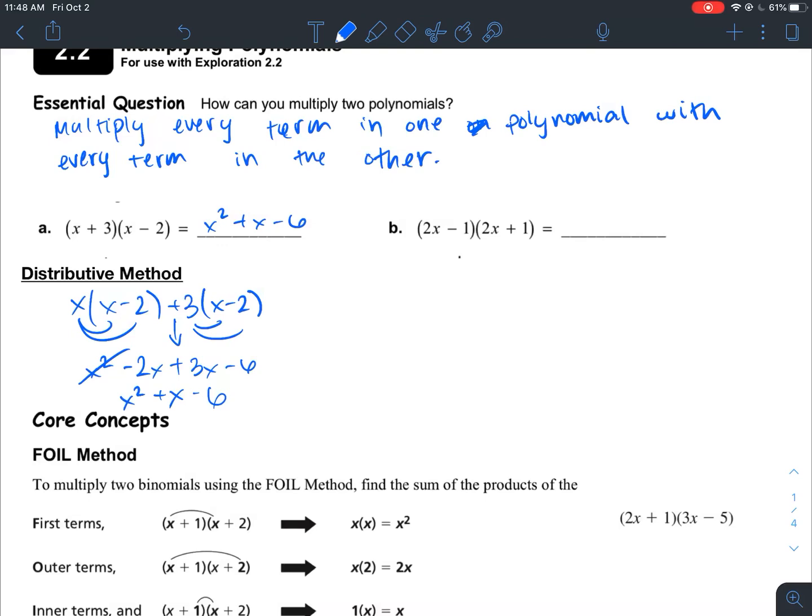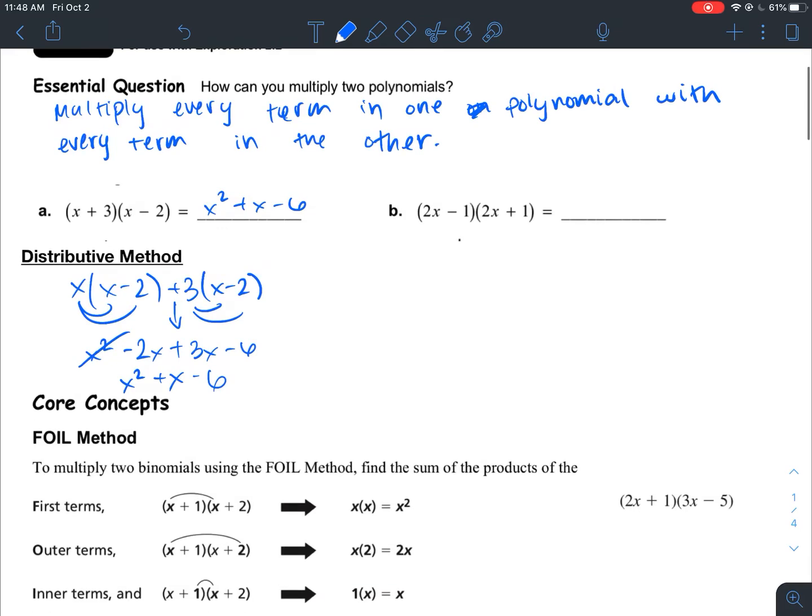Alright, let's go to b now. This is just another example. So again, I'm going to take this first term, 2x, and I'm going to multiply it with this polynomial right here. Now I'm going to take this minus 1 and multiply it with the polynomial over here. Okay, and now use distribution.